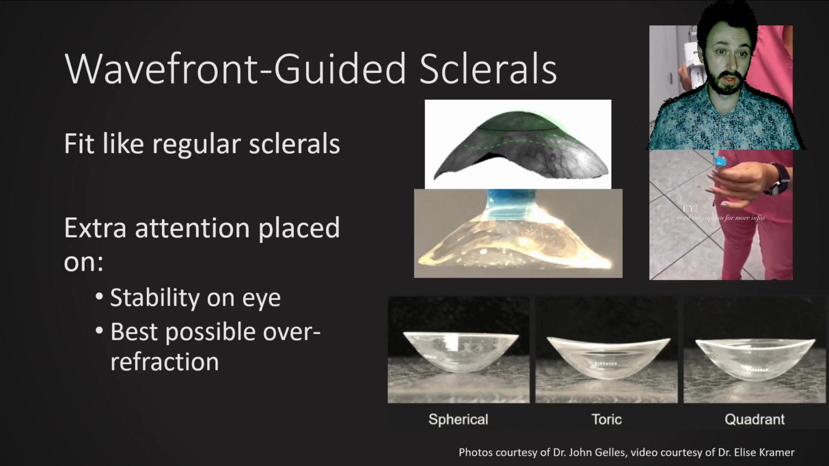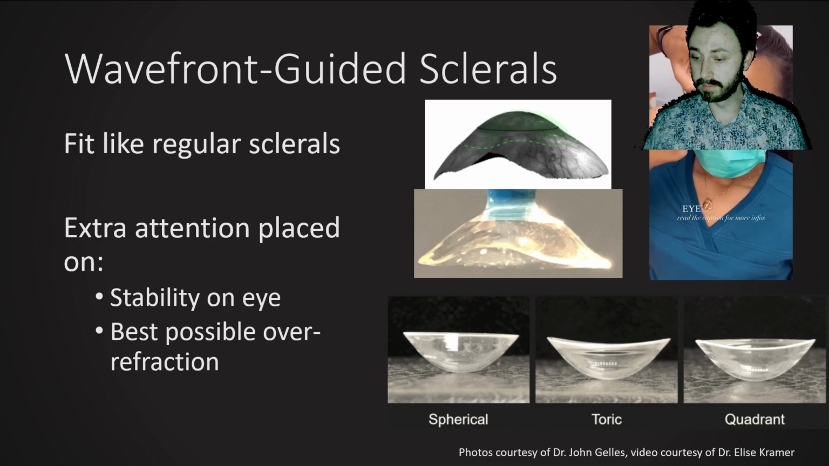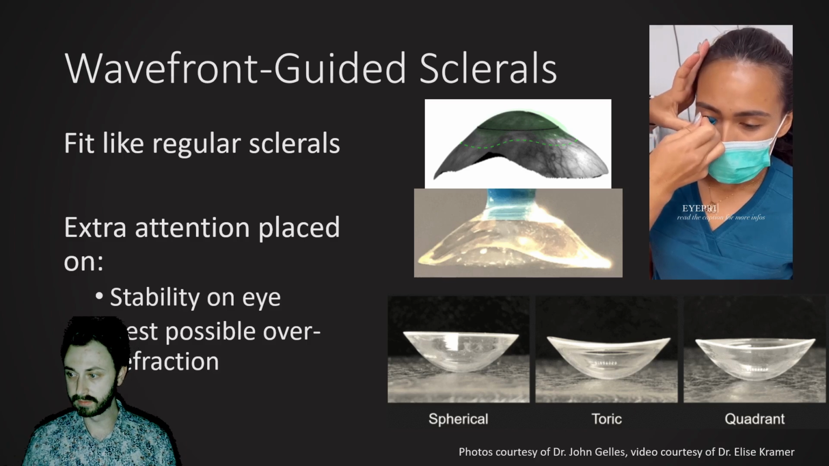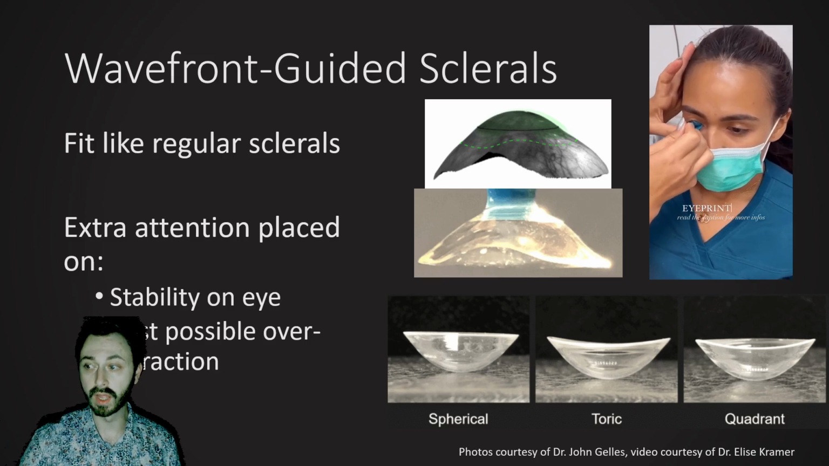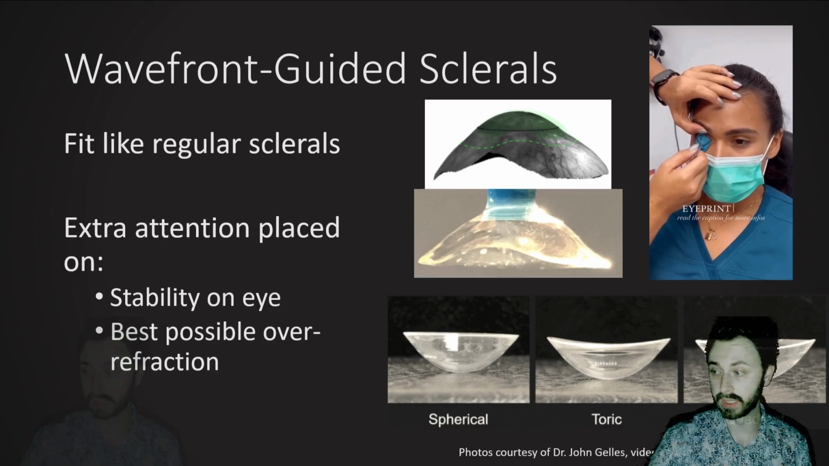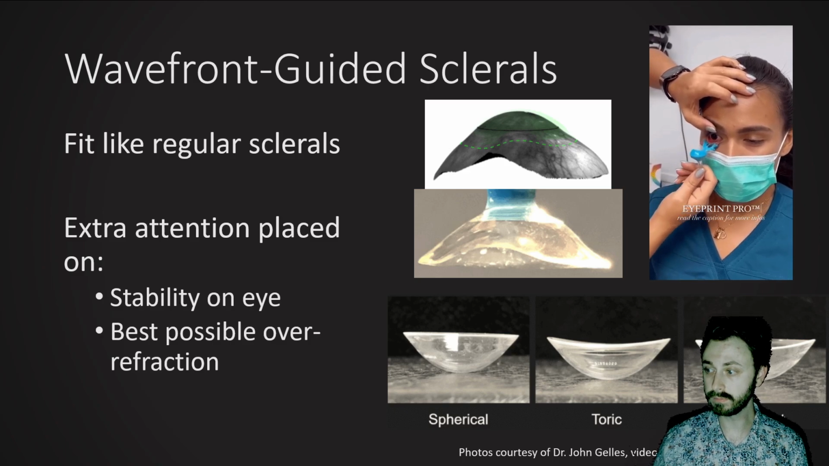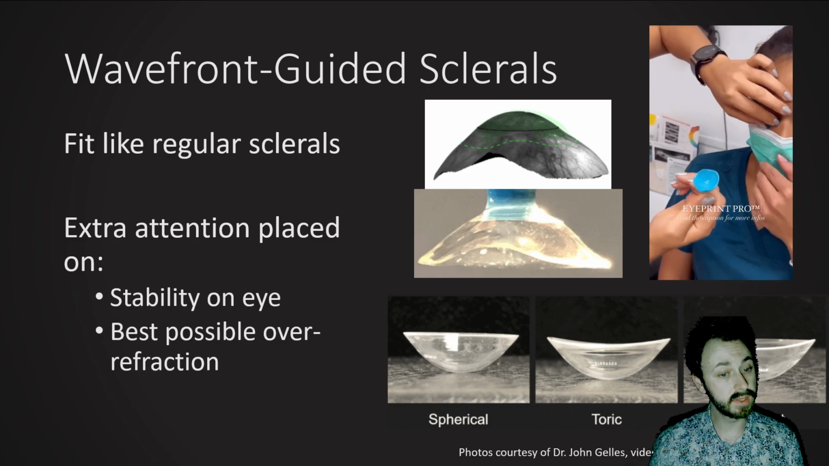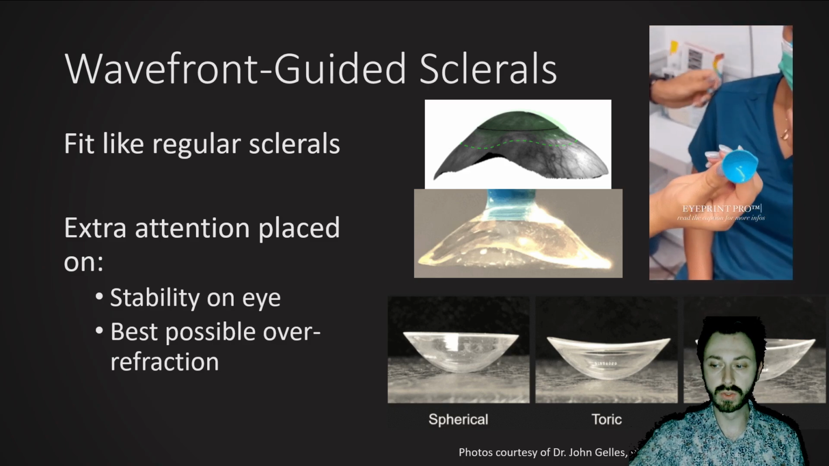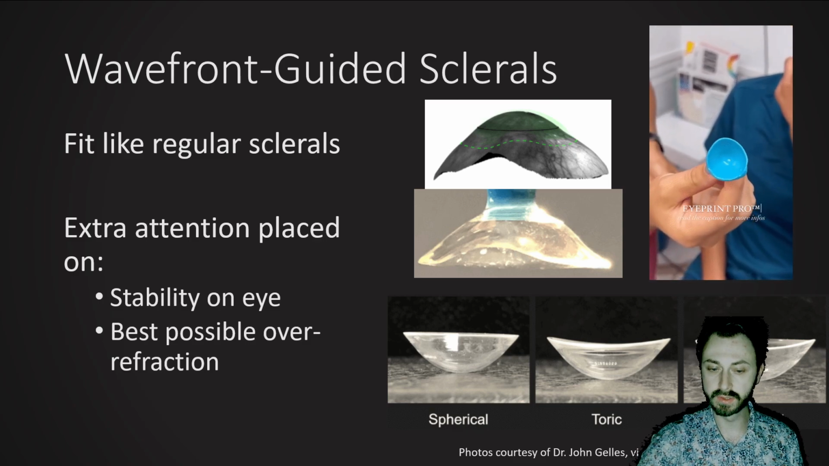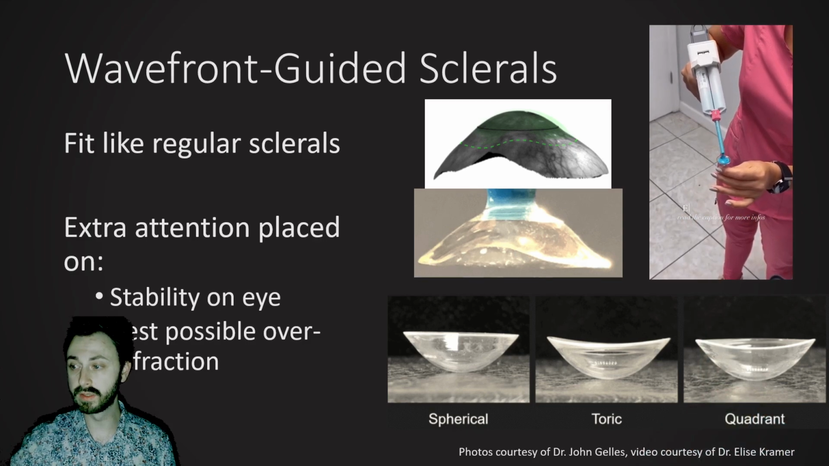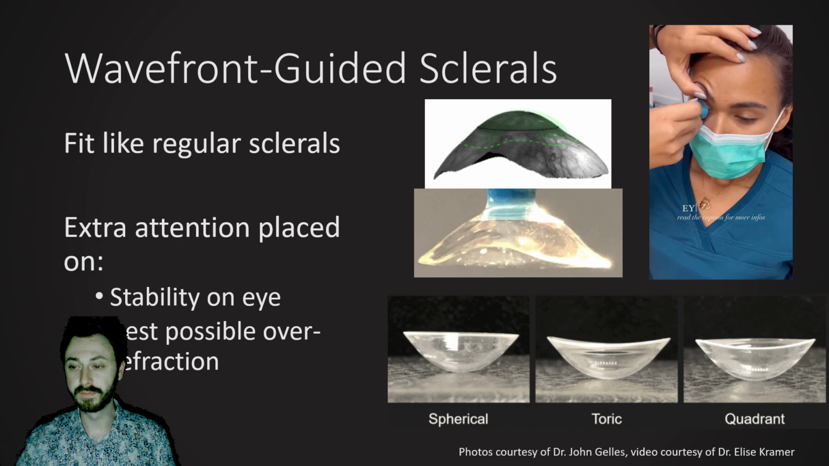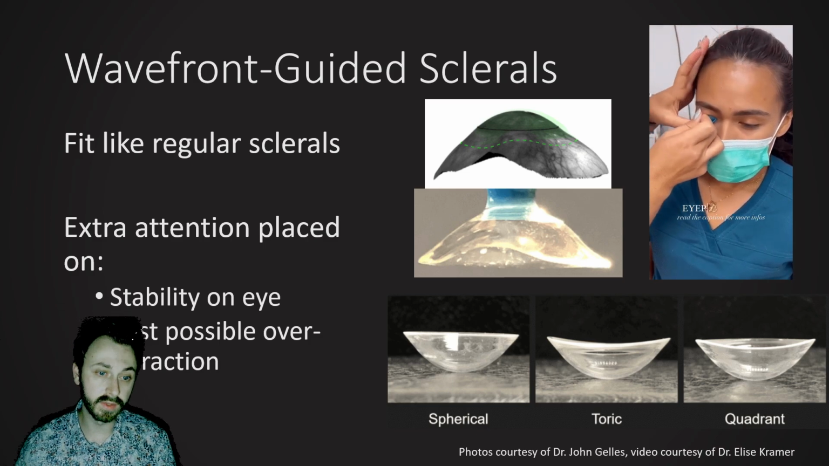So how do we actually go about it? The process is actually very similar to regular scleral lenses, but we need to place a lot more focus on stability on the eye. So the main way, the easiest way to do that is to use toric or quadrant specific optics to really hone in to make sure that you're getting a kind of a lock and key fit on that sclera.